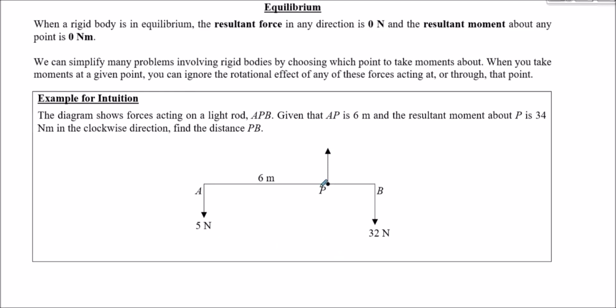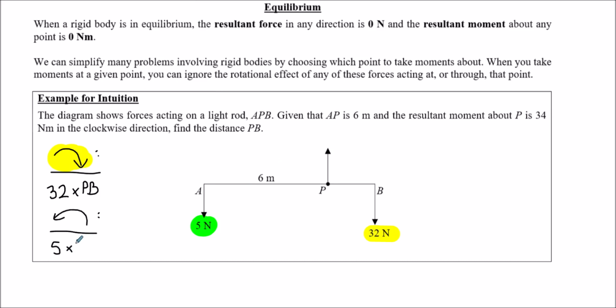Clearly, around point P, there are two different forces acting. One will be clockwise, this 32 Newton force, one will be anti-clockwise, this 5 Newton force. So let's consider it in terms of clockwise and anti-clockwise. The clockwise moment will be 32 multiplied by PB. Whereas the anti-clockwise moment will be based off this 5 Newton force. So this one we know more information about. We know the magnitude of the force, which is 5, and we know the distance this time. It's 6. So 5 times 6 equals 30 Newton meters.